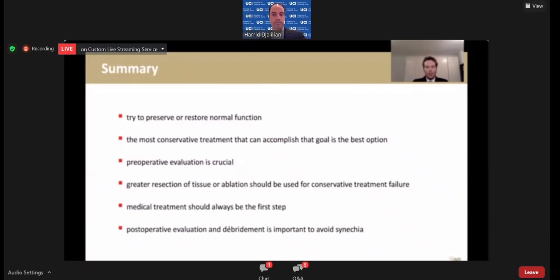For sure, medical treatment should always be the first step before you're going to take the patient to the OR. Greater resection, ablation should be used for conservative treatment failure. If the patient is not happy with the goal you are reaching, then you should go up to a more invasive procedure. And what is also very important is the postoperative evaluation, and the debridement is very important to avoid synechia and get a good wound healing, and this will lead you to a good long-term result.